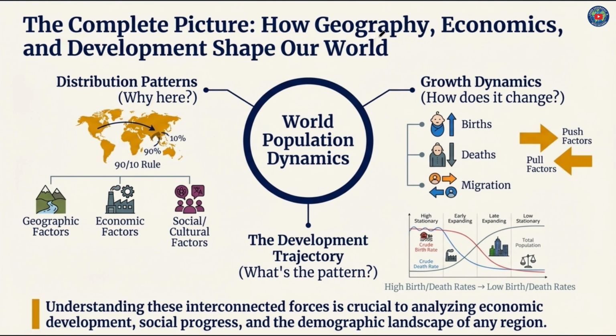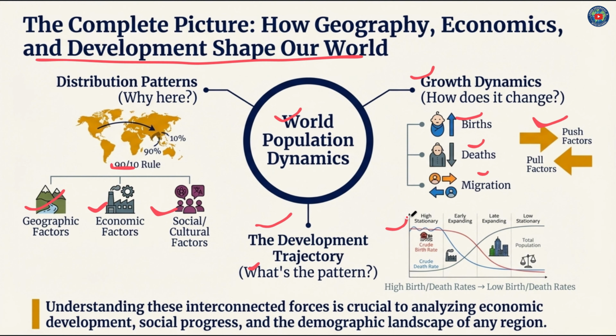Okay, the complete picture: how geography, economics, and development shape our world. World population dynamics, the distribution patterns, why here, the 10%, 90% rule, because of geographic factors, economic factors, and social cultural factors. The development trajectories, what are the patterns, and growth dynamics, how does it change: birth rates, death rates, migrations. There are two factors, push and pull factors. There is a model known as the demographic transition model provided by Zielinski. Understanding these interconnected forces is crucial to analyzing economic development, social progress, and the demographic landscapes of any region.